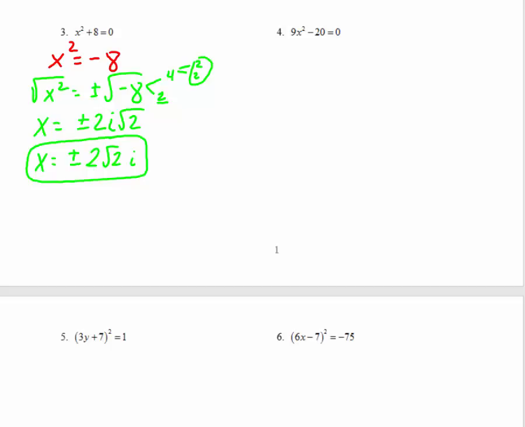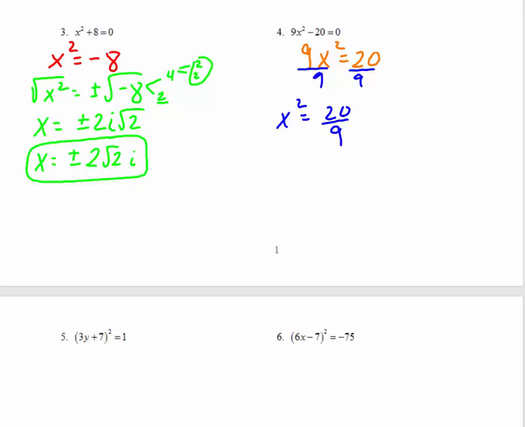Number 4, 9x squared minus 20 equaling 0. Well, it is a binomial. When we try to factor, we cannot factor it because it's not a difference of squares. So let's go ahead and try the square root property. Let's add over the 20, so 9x squared equals 20. We'll then divide both sides by 9 to get the x squared by itself. So x squared will equal 20 over 9.